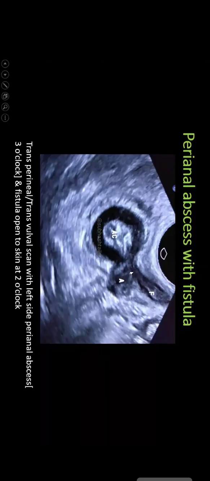We have to mention the size of the abscess, the length of the fistula, its course, whether it is intersphincteric, whether it is transsphincteric, whether it is having an internal opening only, whether it is having an external opening also. And this is transvaginal application in a female patient with perineal pain and abscess. This is abscess and this is fistula.